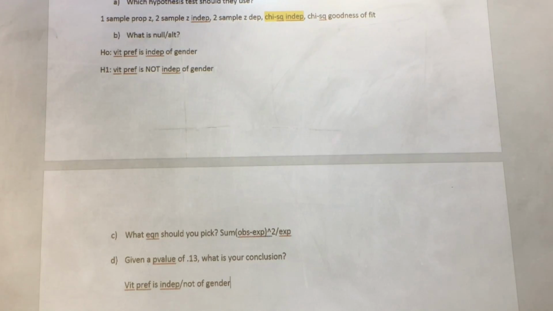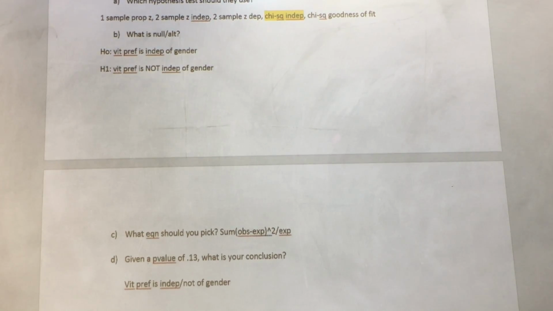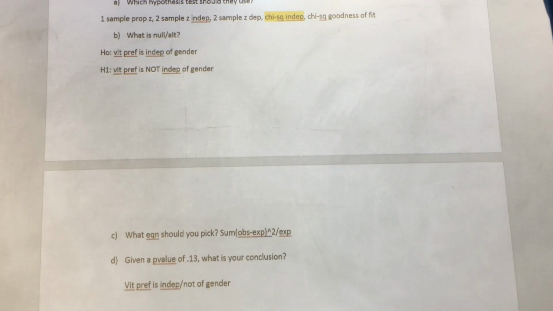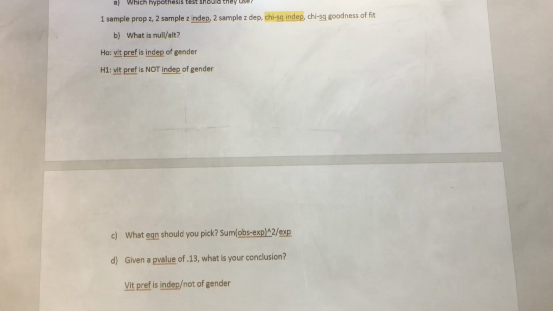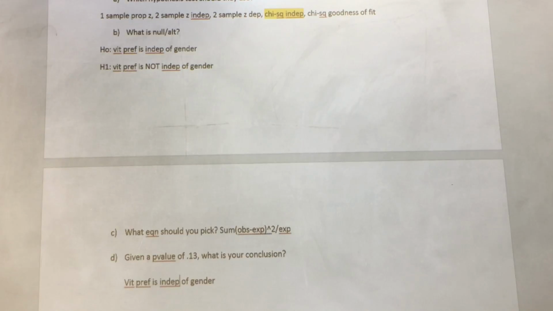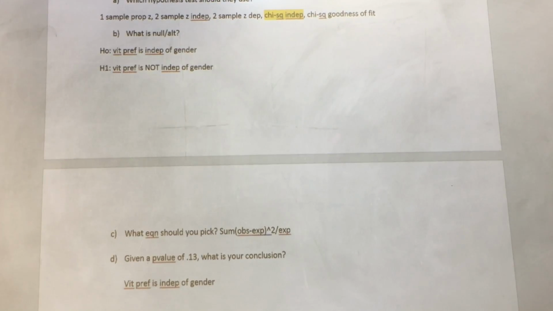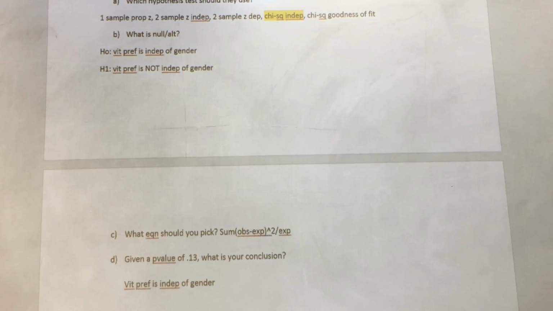Okay, so who says it's independent? Definite majority. Who says it's not? Oh, you changed your mind? Who says it's not independent? Okay, so you changed your mind. That's correct. It is independent of gender because we are not rejecting the null. So that means the null said it was independent. We're not rejecting that, therefore it must be independent. Or there's not enough evidence that it's not independent.